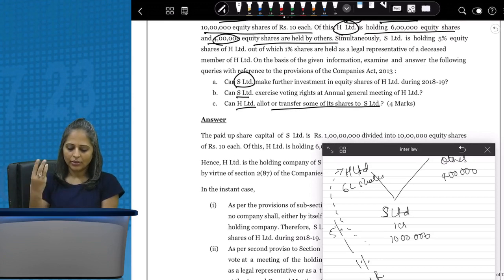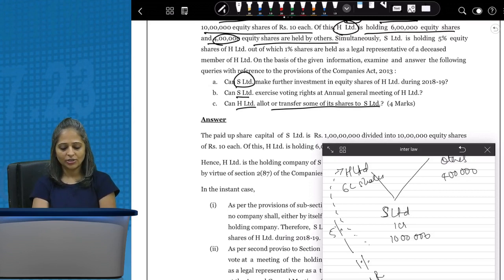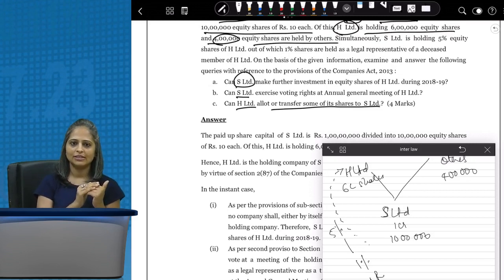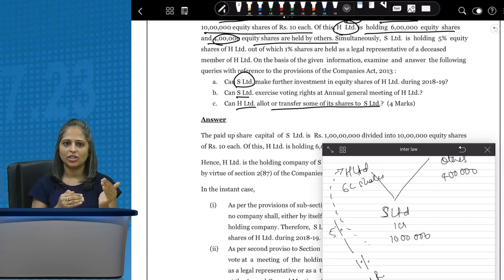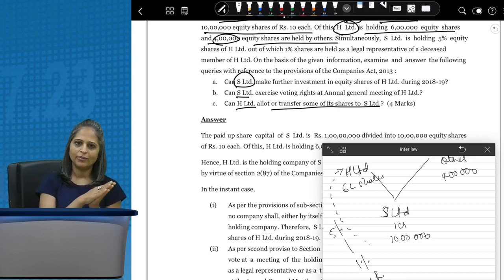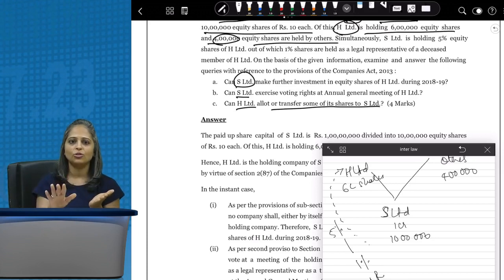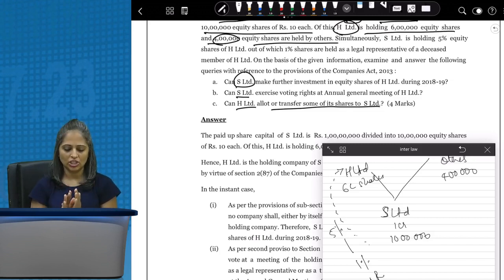Coming to the third question, can H Limited allot or transfer some of its shares to S Limited? So what does the Act say? In the first question we discussed the same thing, that once they are holding the shares in the company, it cannot make any changes to the shares that are held in the holding company. So now, if it's holding prior to the holding-subsidiary relationship, it can continue to hold, but it cannot make any changes, and hence in this case H Limited cannot allot further shares to S Limited.